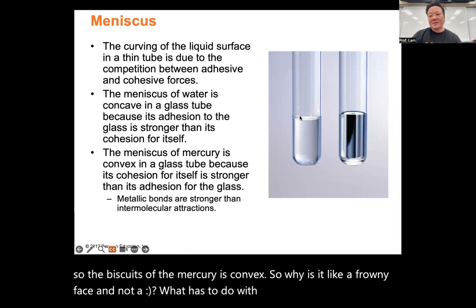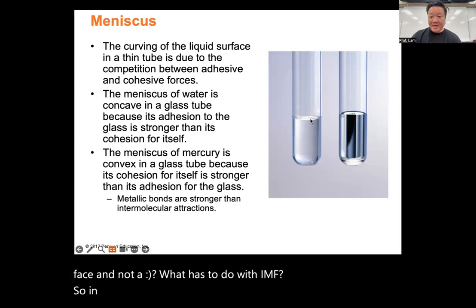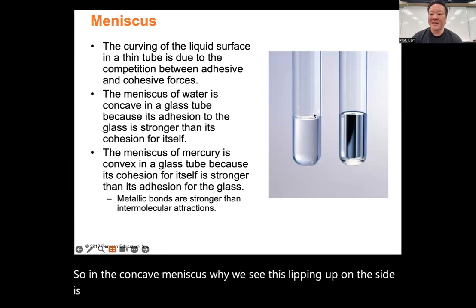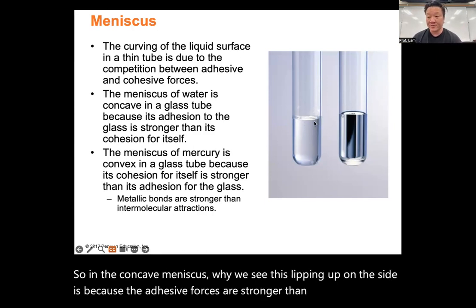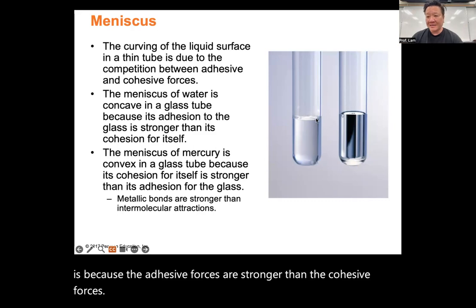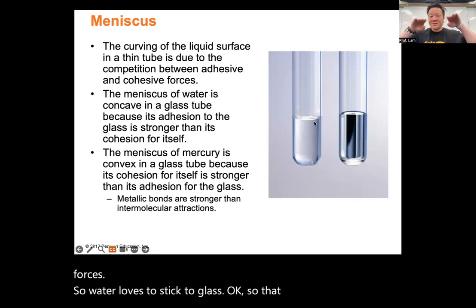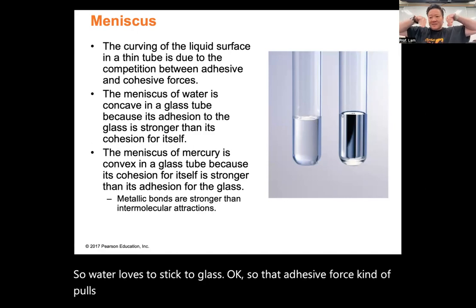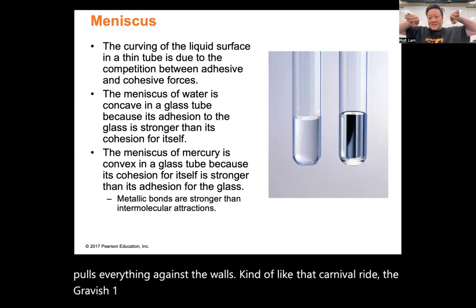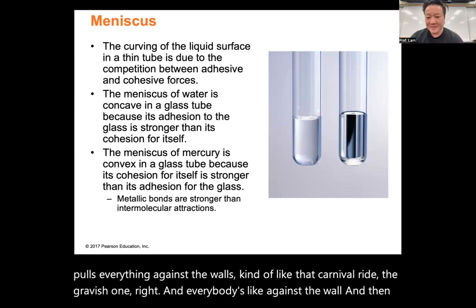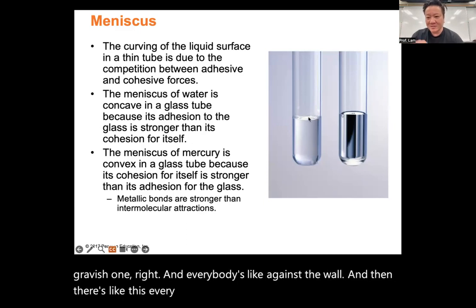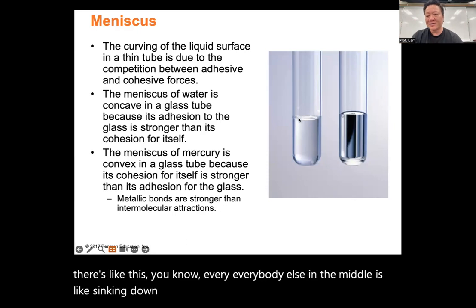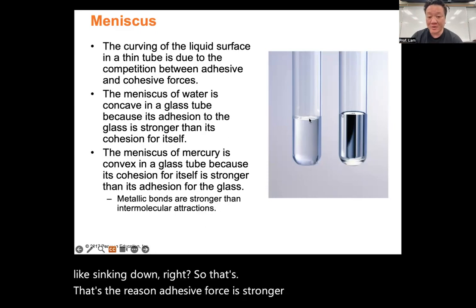So in the concave meniscus, why we see this lipping up on the side is because the adhesive forces are stronger than the cohesive forces. So water loves to stick to glass. That adhesive force kind of pulls everything against the walls, kind of like that carnival ride, the Gravitron, right? Everybody's like against the wall, and everybody else in the middle is like sinking down, right? That's the reason: the adhesive force is stronger than cohesive forces.